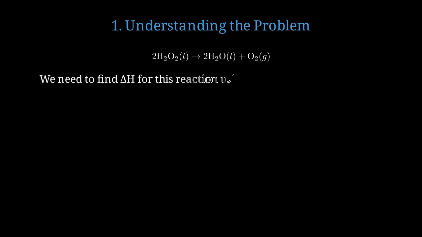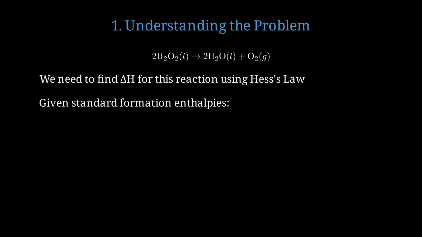We'll use Hess's law to find the enthalpy change for this reaction. We're given the standard formation enthalpies for the compounds involved. The standard enthalpy of formation for liquid hydrogen peroxide is negative 187.8 kilojoules per mole. The standard enthalpy of formation for liquid water is negative 285.8 kilojoules per mole. The standard enthalpy of formation for oxygen gas is 0, as it's an element in its standard state.